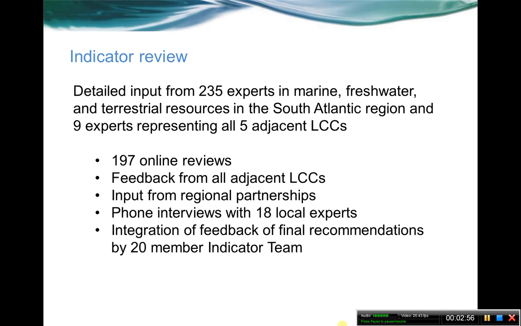Some of the review that's happened for the current indicators: there was a whole lot of input by a whole mess of people with expertise across these different ecosystems, including folks from all 5 adjacent LCCs. A lot of work and thinking went into originally picking these indicators, but it was also understood that, hey, we weren't going to get it perfect the first time. So we set some criteria with which to test them, and then eventually come back and refine them if needed.